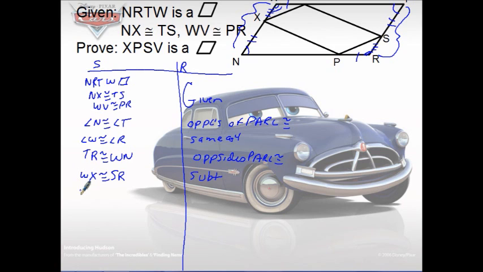Next I'm going to say WT is congruent to NR. The reason, same as 6, which is going to be this big side here, matched up with this side here, which means that VT is congruent to NP, again by subtraction.